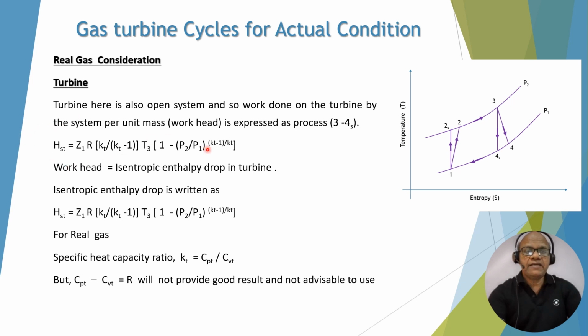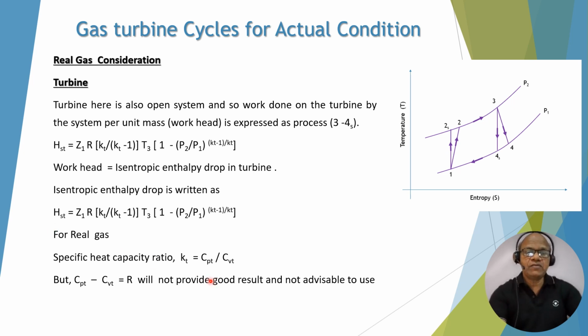For the turbine, in the same way we can calculate. Turbine is also an open system, so process 3 to 4 is isentropic process, that is work head. So HST is equal to Z1 R KT upon KT minus 1 T3 into 1 minus P2 by P1 to the power KT minus 1 upon KT. So work head is isentropic enthalpy drop. So isentropic enthalpy drop is written HST is equal to Z1 R KT upon KT minus 1 into T3 into 1 minus P2 by P1 to the power KT minus 1 upon KT.